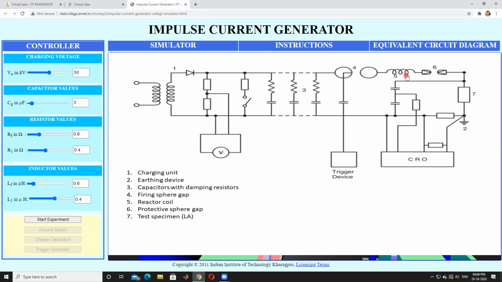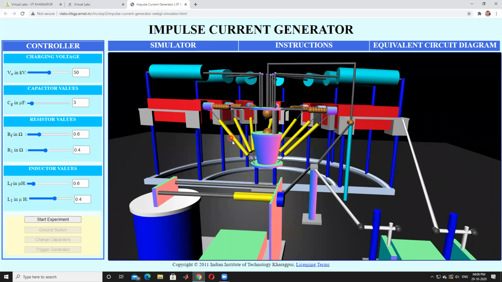The sixth one is the protective spark gap, and the seventh one is the test specimen. We have to test the circuit breaker or insulator by applying high current across the device. This is the CRO. By using the CRO, you have to observe the waveforms. This is the equivalent circuit, and this is the experiment setup.